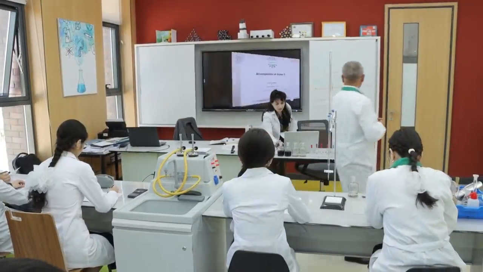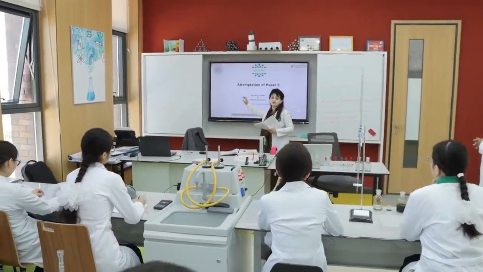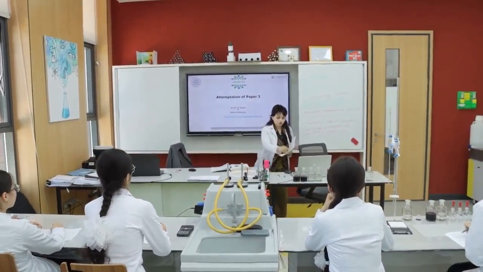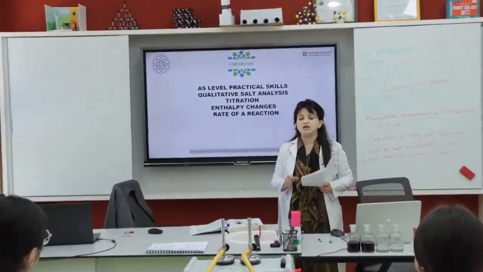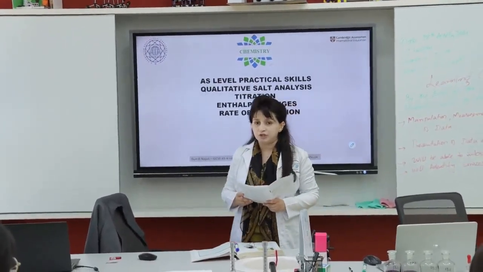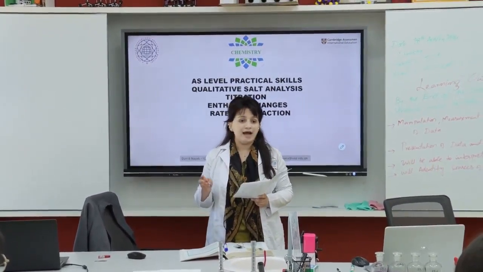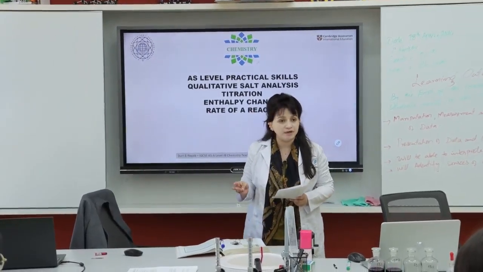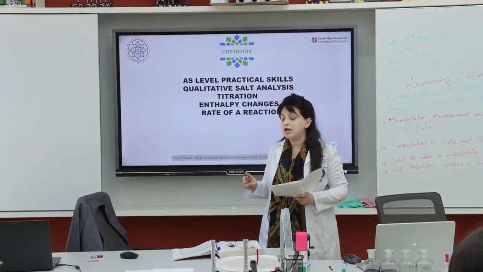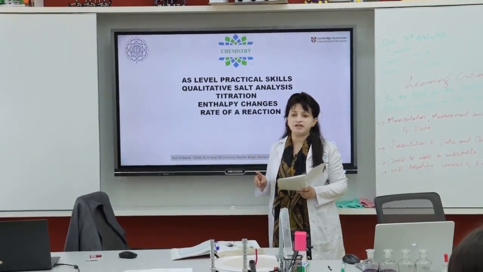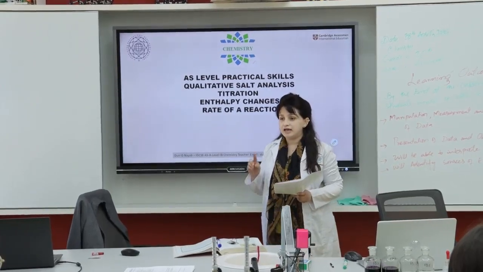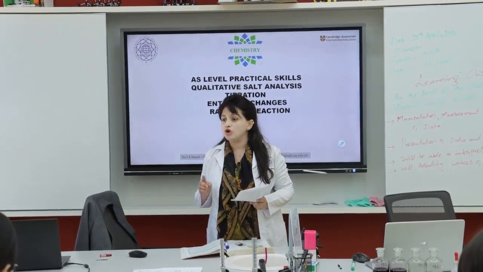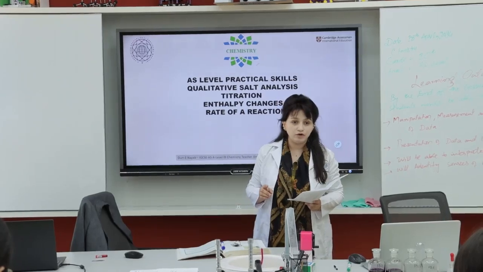Okay, so today our main aim of this lesson is how to attempt paper 3. In paper 3 mostly we have 3 types of question. One is from titration, volumetric analysis. Second is from enthalpy change or from rate of a reaction. And the third question is always from qualitative analysis, where you're going to analyze the cation and anion of the salt provided to you. Understand all of you?